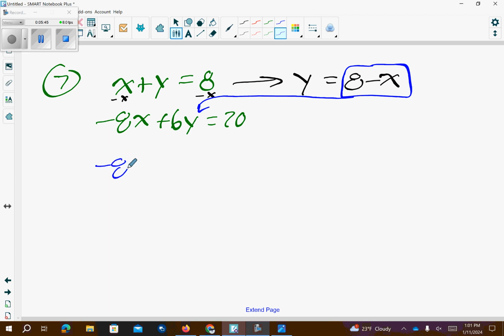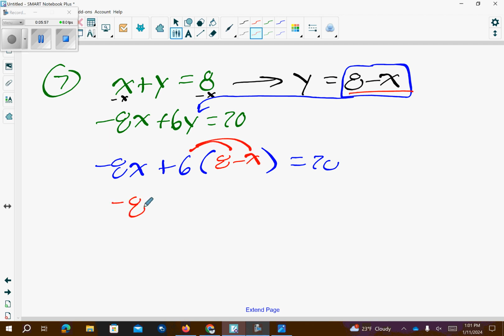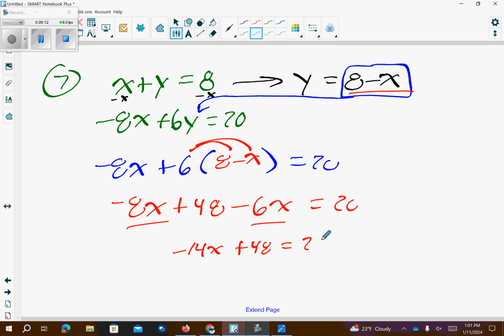So I get negative 8x plus 6. That was a y, but I'm going to replace that y with 8 minus x. You could also have negative x plus 8. Distribute over the parentheses. These are like terms, so negative 8 combined with negative 6 is negative 14x plus 48 equals 20.